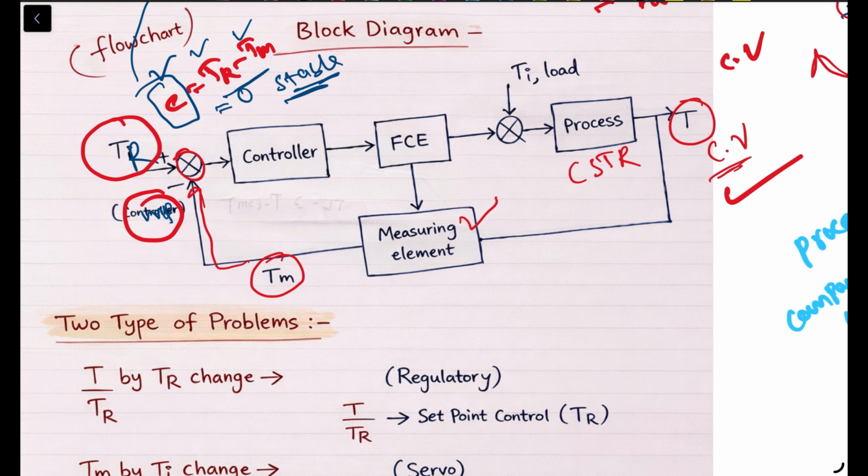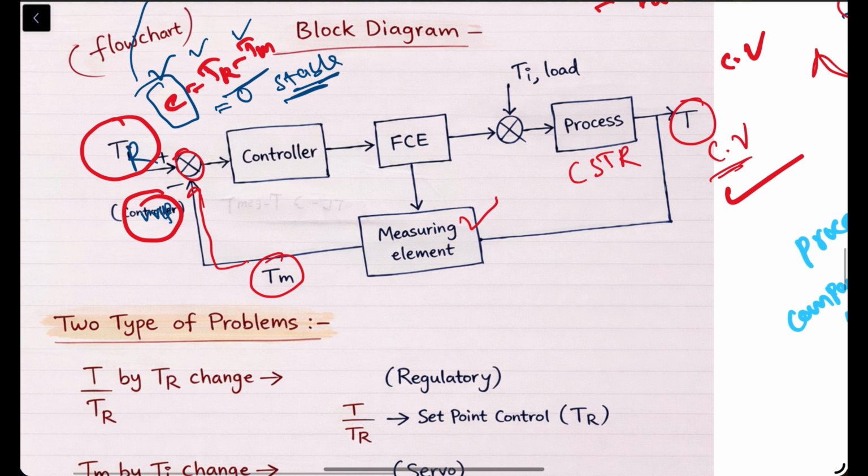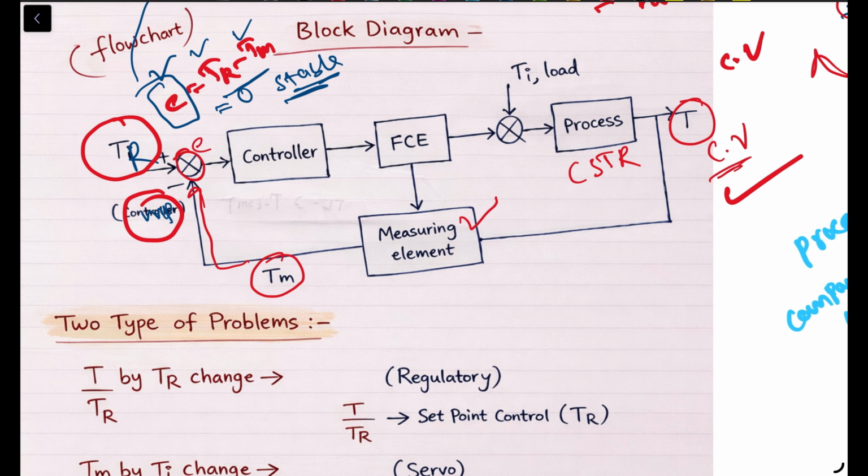Okay. So next we have the comparator, also called summing junction. This is very, very important. The comparator compares the set point TR with the measuring element's signal TM. The output from the comparator is the error signal. This is equal to TR minus TM. That's what we discussed. So then what is step 4?